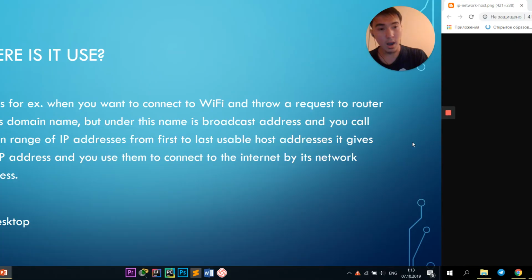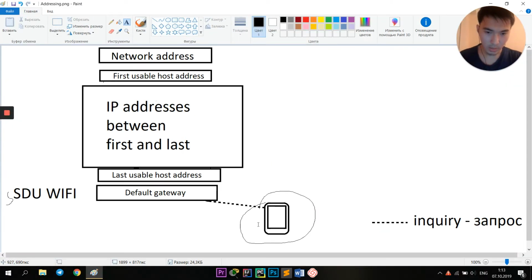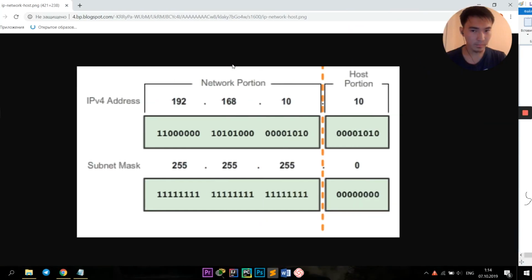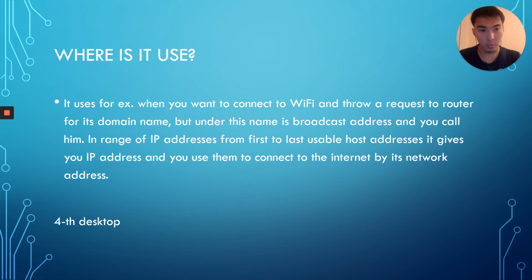So I have something like how it works. You have one device. You connect to some router, switch, or something like this by the domain, something like an SSID for Wi-Fi. Under this domain name you have the default gateway IP address. You call it and it finds you an IP address in this range from first to last, gives it to you, and by using it you connect to the internet with this network address. So, continue. We know how it works, how we connect to the internet.